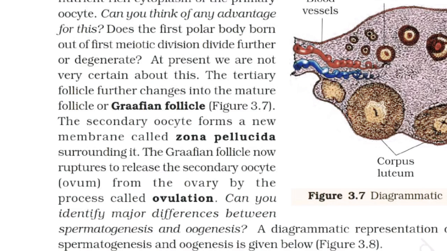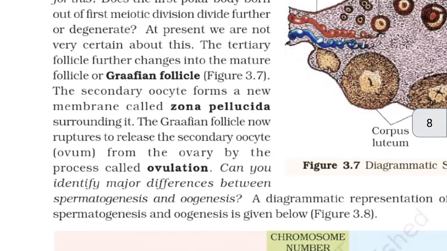याद रखिएगा, जो हम ग्राफियन फॉलिकल से oocyte रिलीज होता है वो सेकेंडरी oocyte होते हैं. ओके, from the ovary by the process called ovulation. The release of secondary oocyte from the ovary is called ovulation.